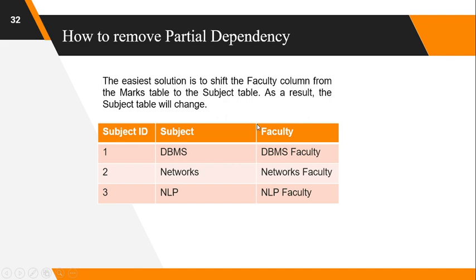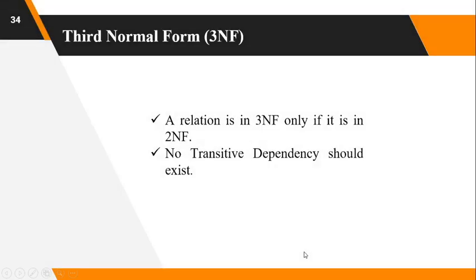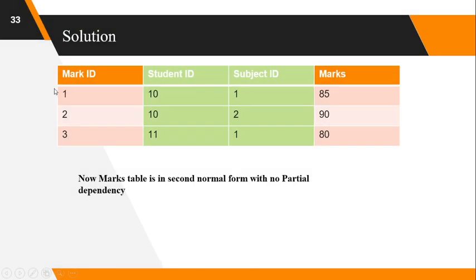So easily we can remove that particular faculty column, and we are adding it to the subject table. Now as a result, the subject table will change to subject ID, subject, and faculty. So now our final table, the solution, has mark ID, student ID, subject ID, then marks. The faculty is shifted to the subject table.